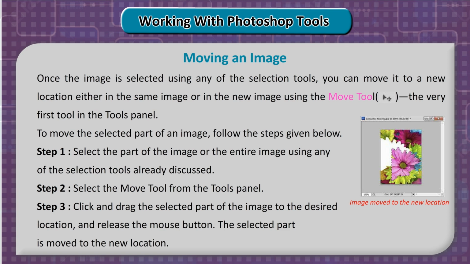Step 1. Select the part of the image or the entire image using any of the selection tools already discussed. Step 2. Select the Move tool from the Tools panel. Step 3. Click and drag the selected part of the image to the desired location, and release the mouse button.